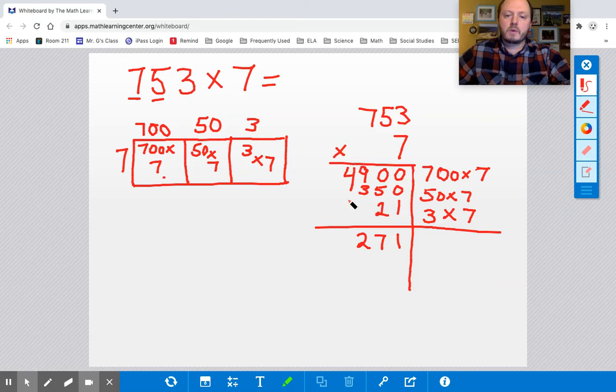And we can carry the 1 up here, or I like to just put it right down there. And then 4 plus 1 is 5. And our answer is 5,271.